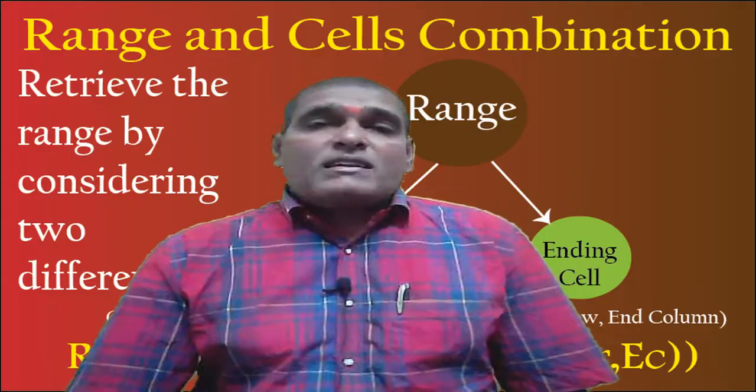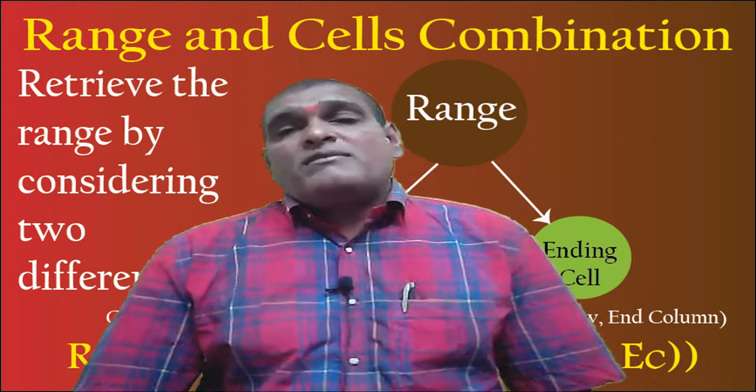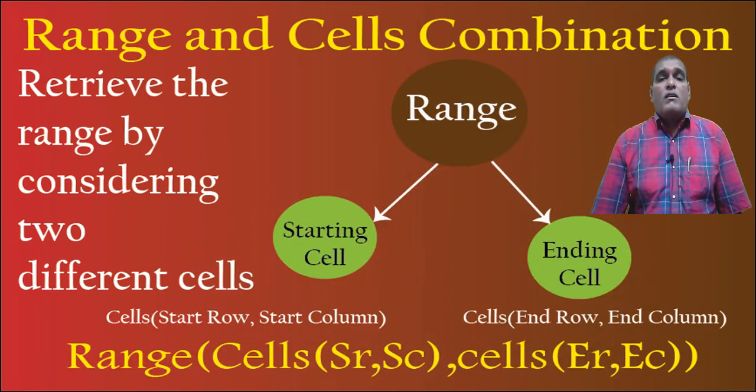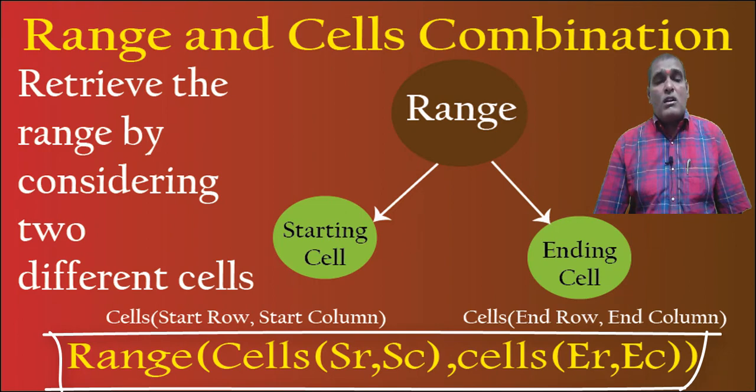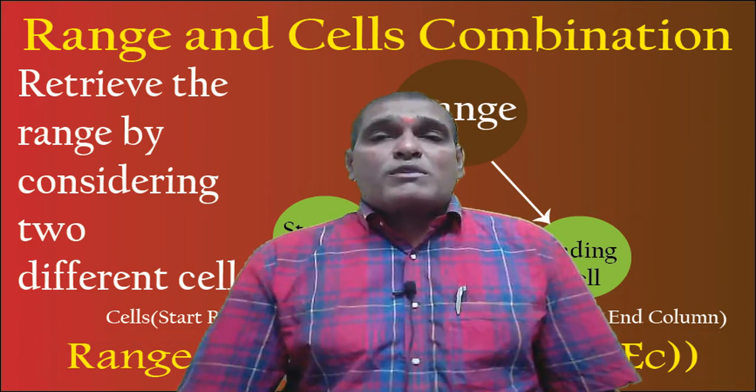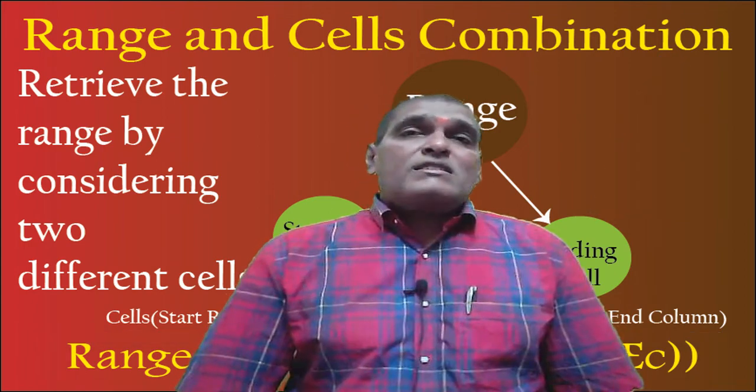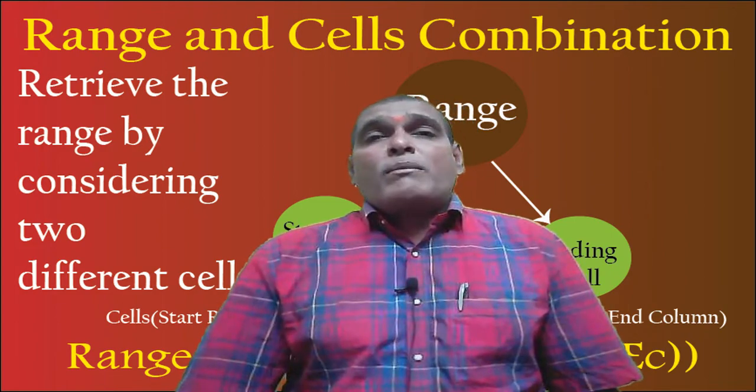The same procedure I have mentioned here in a picture. The entire range consists of two cells, starting cell and ending cell. Range of cells of start row, start column, comma, cells of end row and end column. So this is the coding procedure to define the range with the help of row numbers and column numbers.